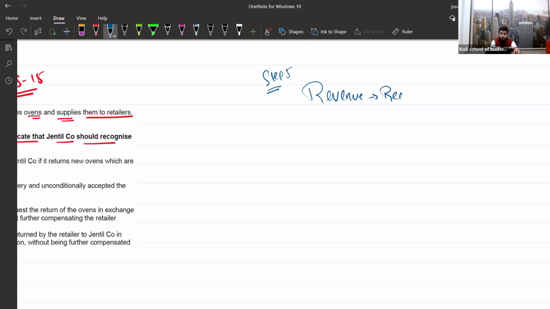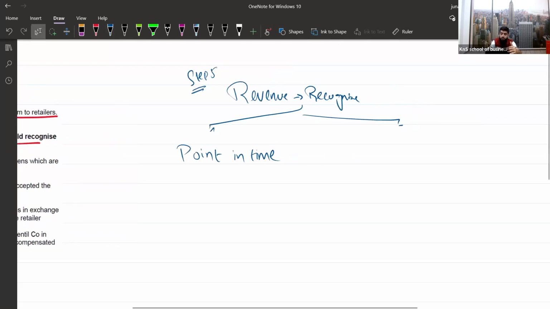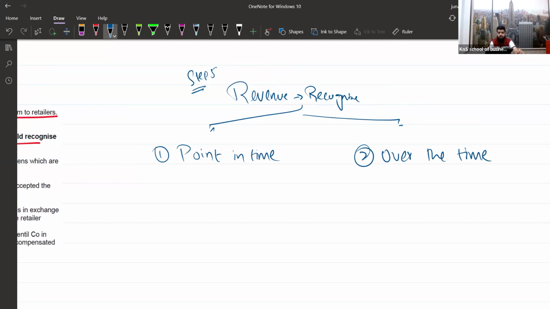In order to recognize the revenue, IFRS 15 states that there are two possibilities. Either the revenue will be recognized at a point in time, or the revenue will be recognized over time. So there are two ways through which the revenue can be recognized. The revenue will be recognized at a point in time when the performance obligation is satisfied.